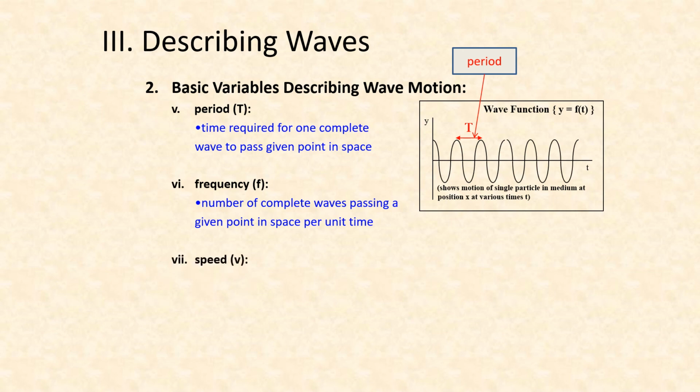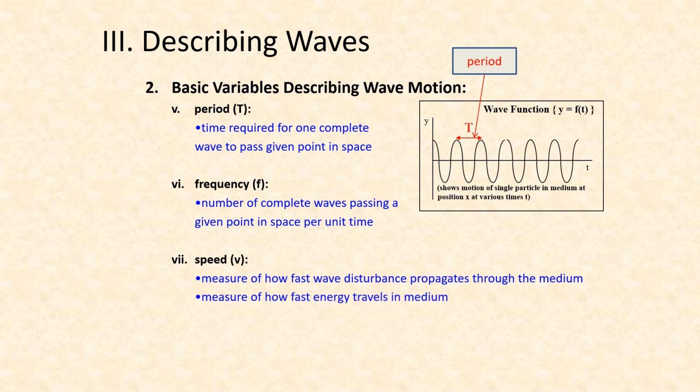When we talk about the speed of a wave, we're talking about a measure of how fast the wave disturbance propagates through the medium. And remember, what is it that waves do? Waves are a means of carrying energy from one point in space to another. So as that wave propagates through the medium, it carries energy with it. So you can also think of the wave speed as being a measure of how fast the energy travels in the medium.